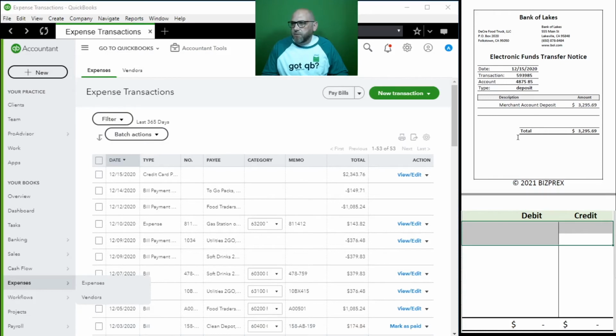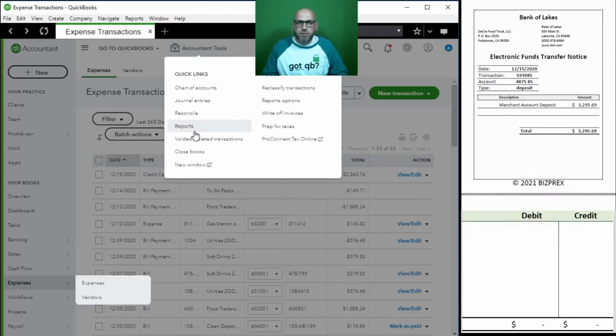Okay, we have an electronic funds transfer notice. So this is from our merchant account. This is the money that comes to us from our credit card paying customers. They paid with credit cards. That money went to our bank. The bank processed them, and now they're depositing to our account. So that one is pretty straightforward.